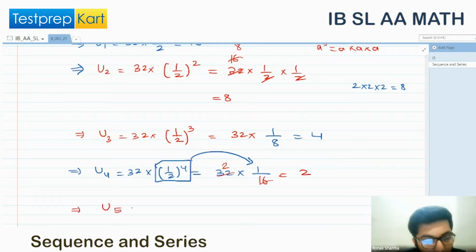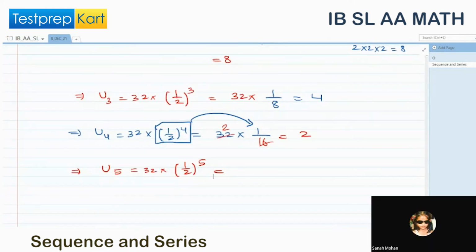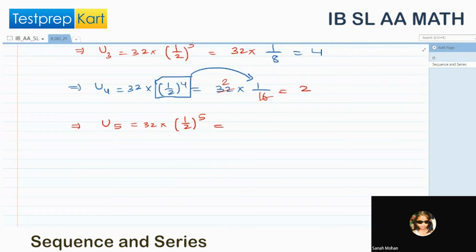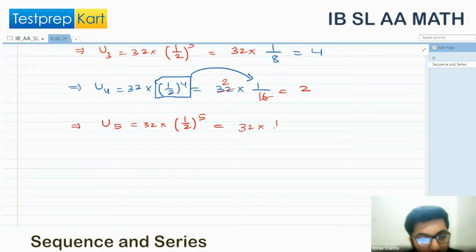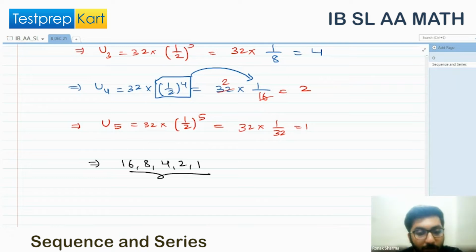And then u5 is going to be 32 into 1 by 2 power 5. So what answer you will get? Tell me. Would it be 1/32? Yes, so 32 into 1 by 32 will become 1. So what is the sequence we are getting? I think we are getting 16, 8, 4, 2, 1. We can see that each term is being divided by 2. 16 by 2, 8 by 2, 4 by 2, and 2 by 2.